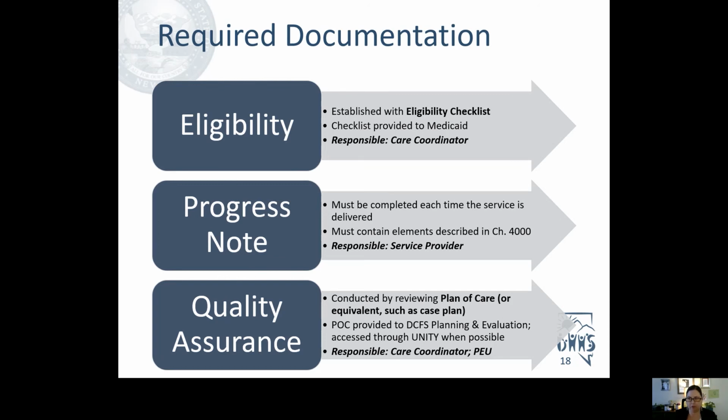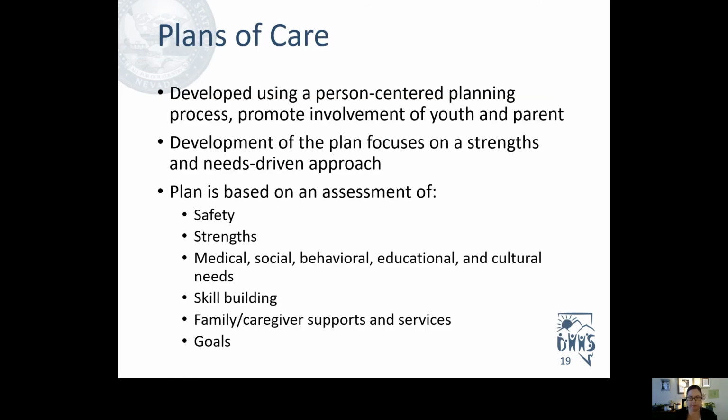DCFS Planning and Evaluation will review 10% of plans of care for all youth receiving 1959 services. Whenever possible, we will review existing documentation in Unity or MyAvatar so that additional paperwork does not need to be submitted. We are working now with child welfare jurisdiction staff to ensure that we're looking for the right information in the right places.